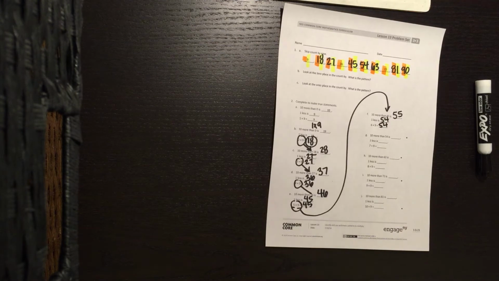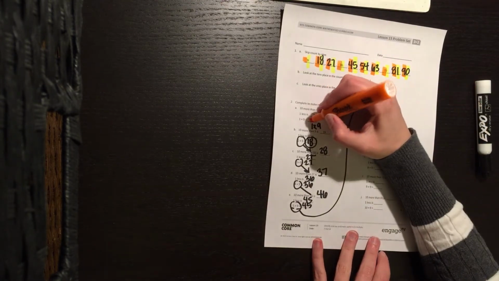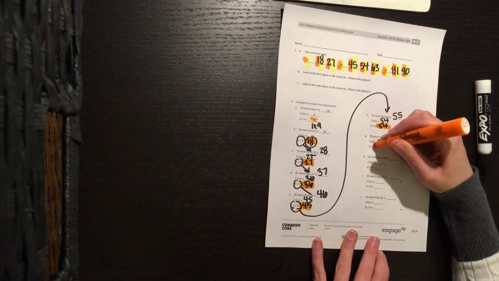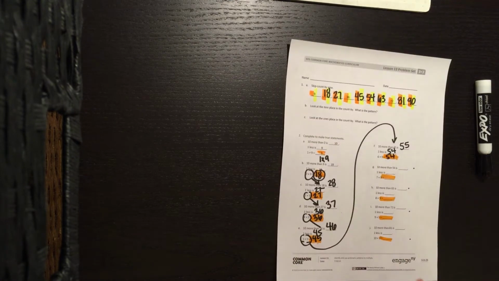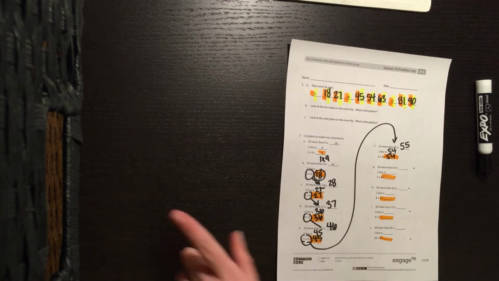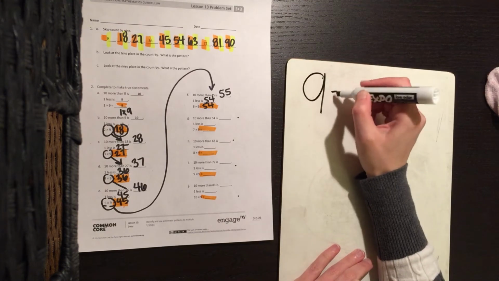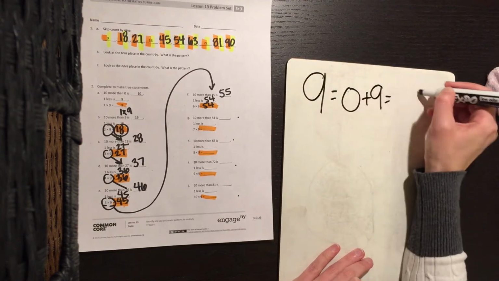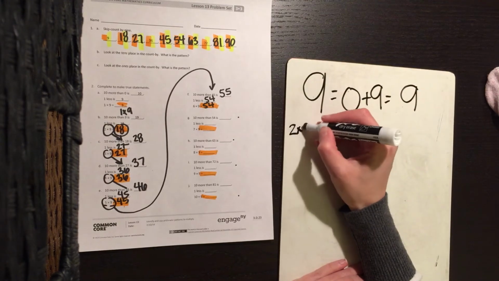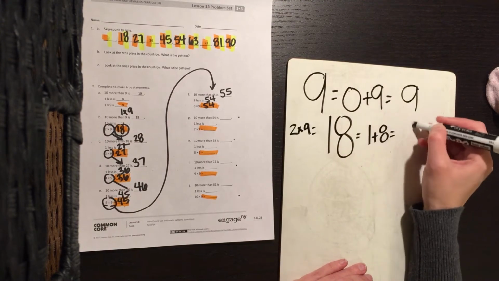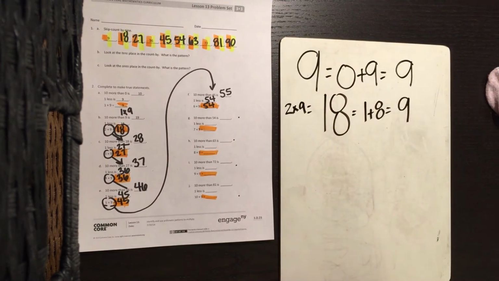So what I want you to do right now is take all the products you came up with: 1 times 9, 2 times 9, 3 times 9, 4 times 9, 5 times 9, 6 times 9, 7 times 9, 8 times 9, 9 times 9, 10 times 9. And I want you to add the tens place and the ones place. So take your piece of paper and go ahead and figure that out. So for example, 0 plus 9 equals 9. 2 times 9 equals 18. 1 plus 8 equals 9. I want you to go all the way through and see what the digits equal.